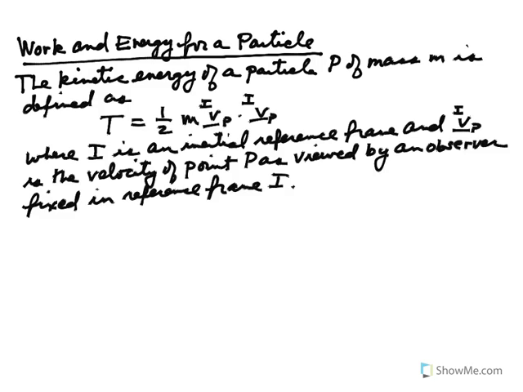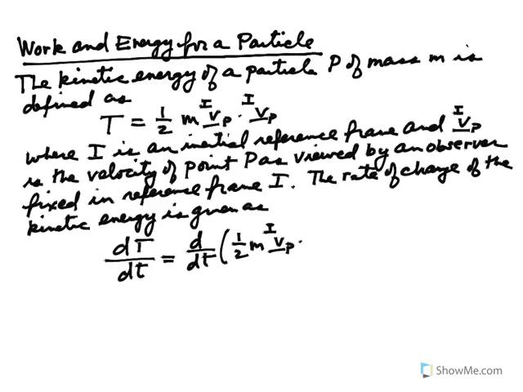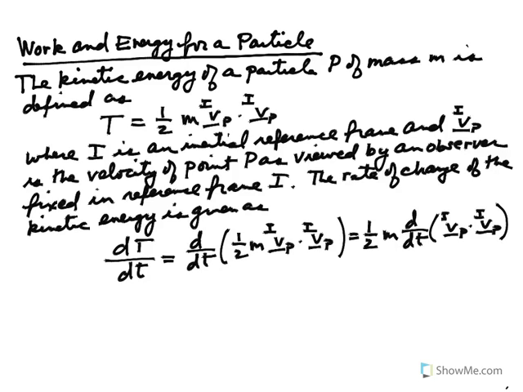Now the basis for this lecture is going to be to take the rate of change of the kinetic energy. So the rate of change of the kinetic energy is given as dT/dt is equal to d/dt of 1/2 m v^{P/I} dotted with v^{P/I}, which is equal to 1/2 m d/dt of v^{P/I} dotted with v^{P/I}, because the 1/2 and the m are constants. And because the scalar product of v^{P/I} with itself is a scalar, I can take the rate of change in any frame.